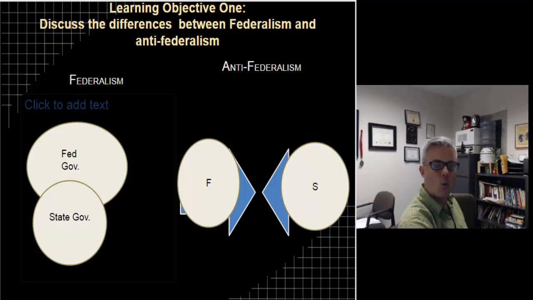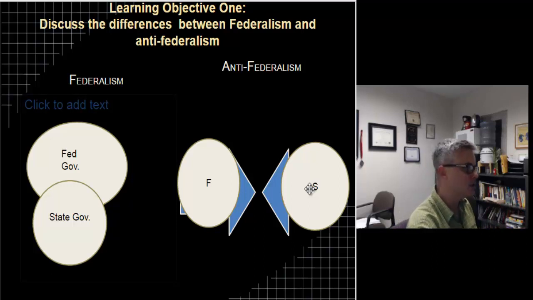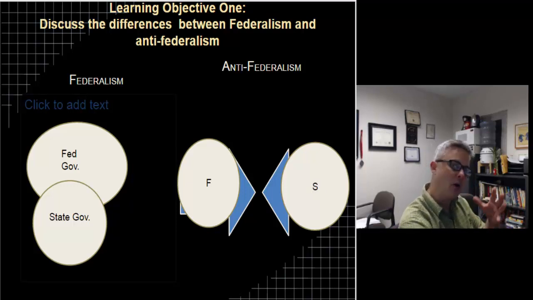Hey everybody, welcome to the lecture on federalism. What we're going to do today is better understand what these diagrams mean in relation to federalism versus anti-federalism. So let's get into a little bit of history while we're at it, taking a history course.